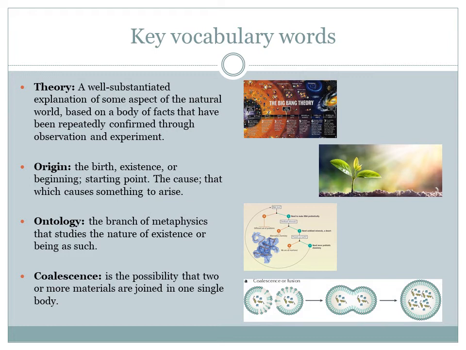Before we start, I'll introduce you to the essential keywords that we use in our timelines. First, we have theory, which explains something that happened in the natural world. Then origin, that is the birth, the beginning, the starting point. Ontology is the branch that studies the nature of existence or being as such. Coalescence is the union of two or more materials in one single body.